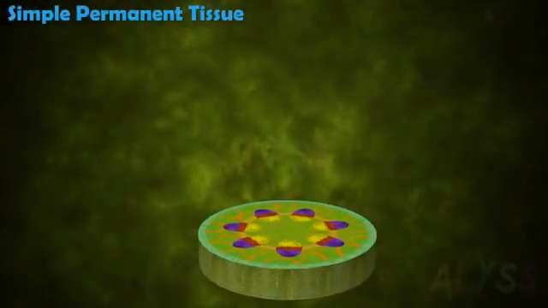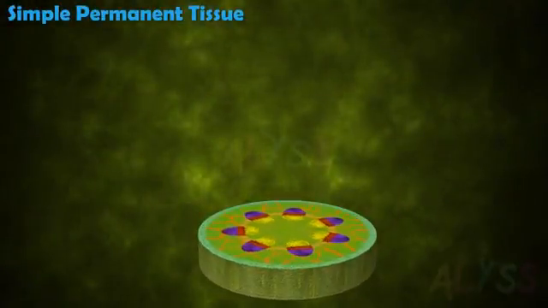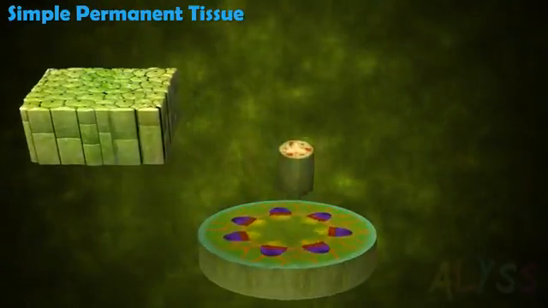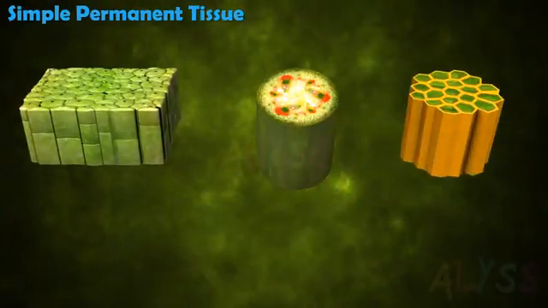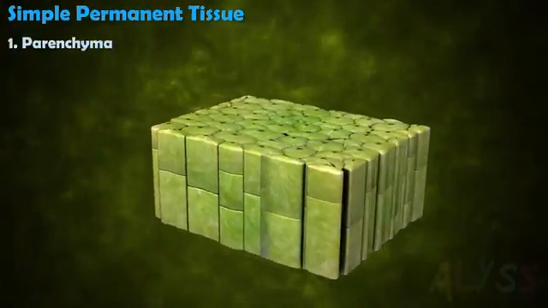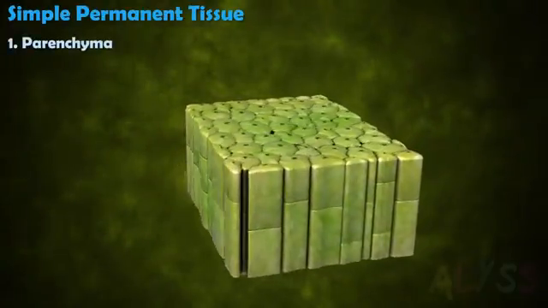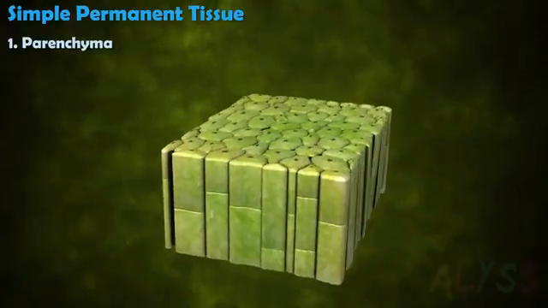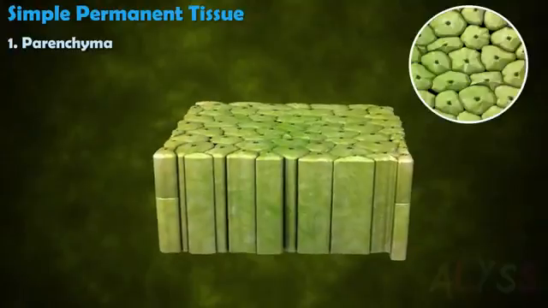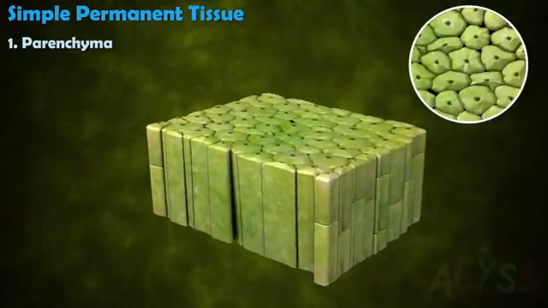Now, on the basis of adaptation in cell structure and their function, simple permanent tissues are further divided into three types. Number 1, parenchyma, which again has three subclasses. Parenchyma has oval cells with dense cytoplasm. They may or may not be loosely packed.